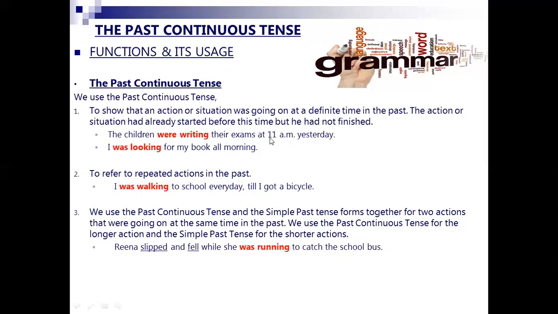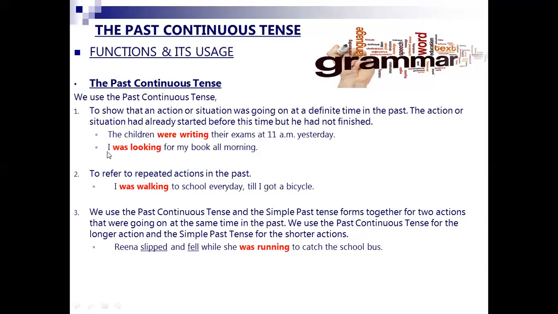And still they were writing it at this time. So, the children is a plural subject. That's why we used were plus V1 ing, writing, write plus ing, writing, and this comes under object. So, subject plus was/were plus V1 ing plus object. Okay, the children were writing their exams at 11 a.m.